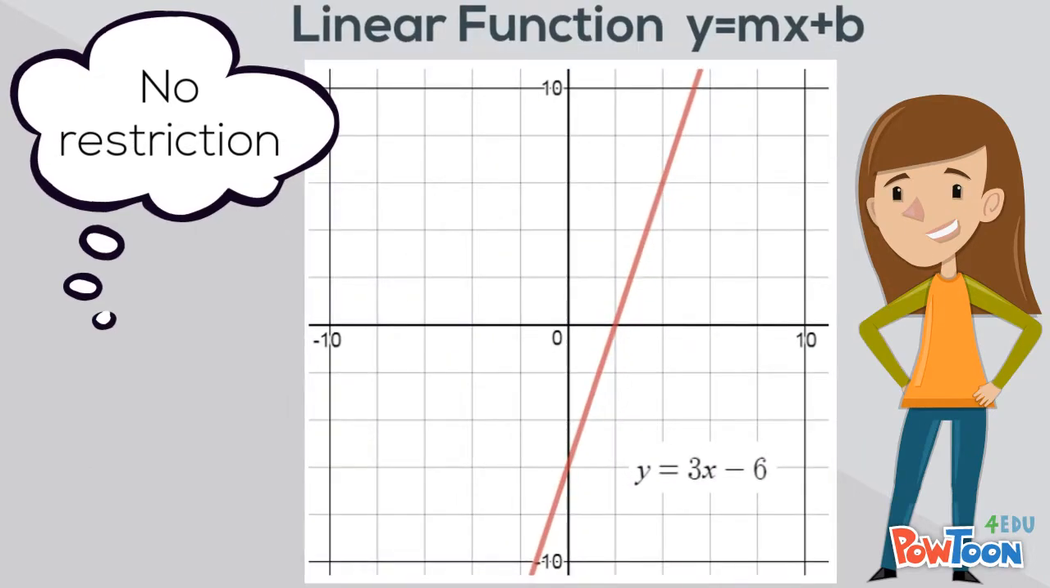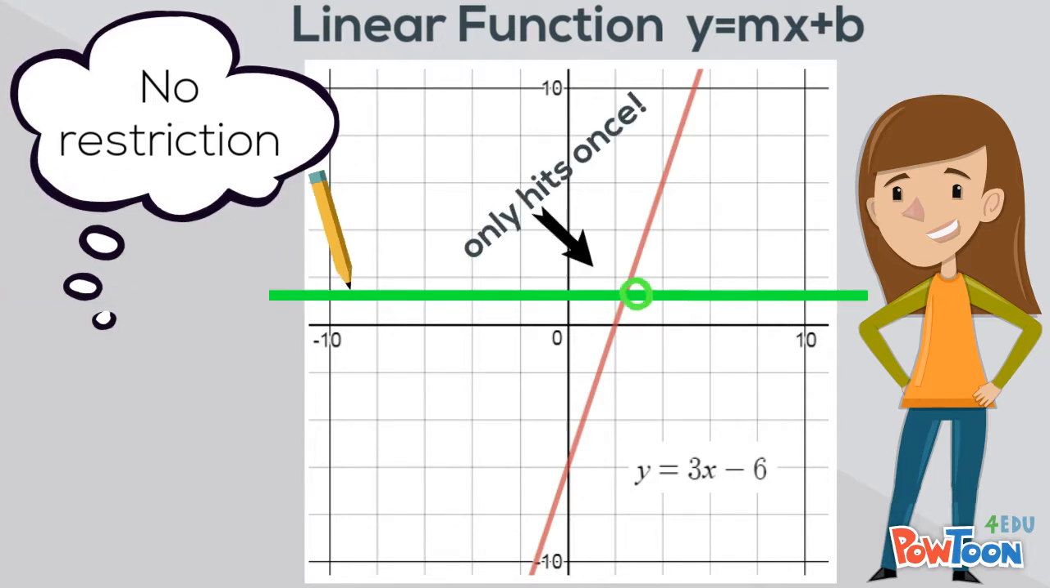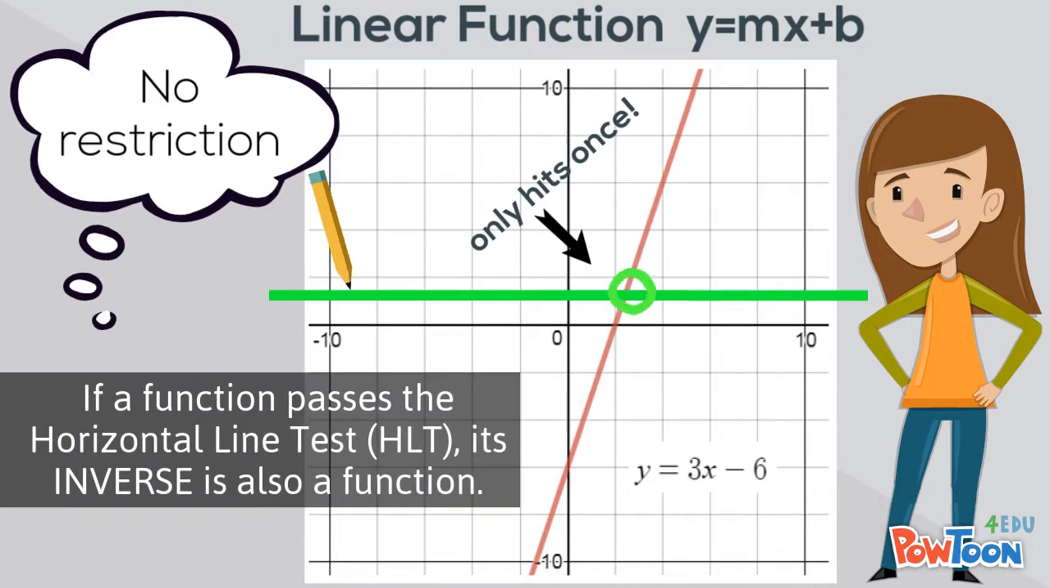Linear functions are an example of a function whose domain does not need to be restricted for its inverse to be a function. It passes the horizontal line test. When we draw a horizontal line through the graph, it only hits once. If a function passes the HLT, its inverse is also a function.